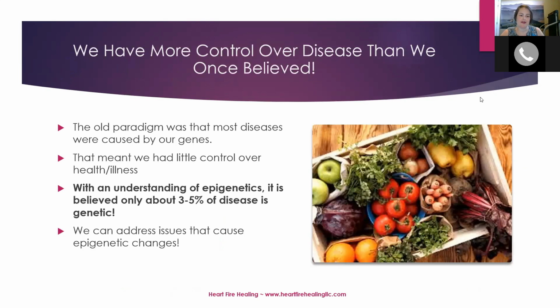So with an understanding of epigenetics now, with the new science that's come out, it's believed that only 3 to 5% of all disease is genetic. That's a very small percentage. So that's actually great news, because it's much harder to change things at the level of the DNA and the genetic code. Epigenetic things are easier to influence.